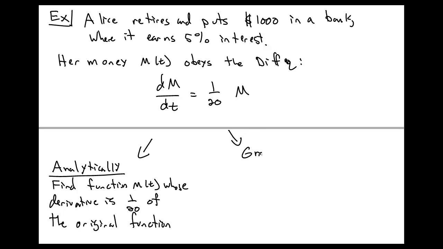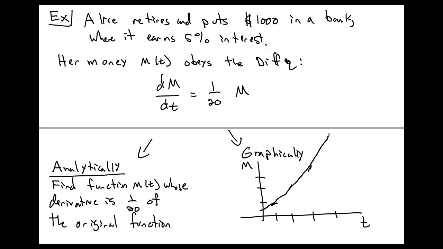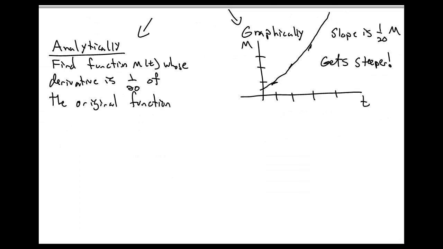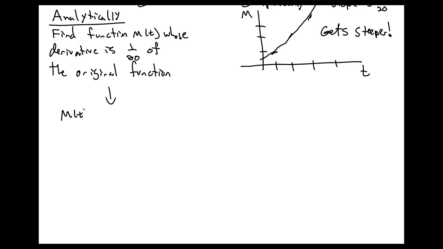We could also look at this graphically, and graphically what this means is if we make a plot of money versus time, that as her money increases, the slope also increases. And so, in particular, slope is 1/20th of however much money she has. And so the slope of the graph gets steeper with time.